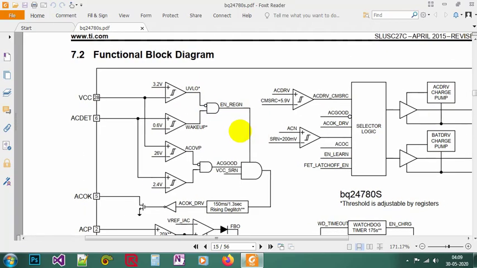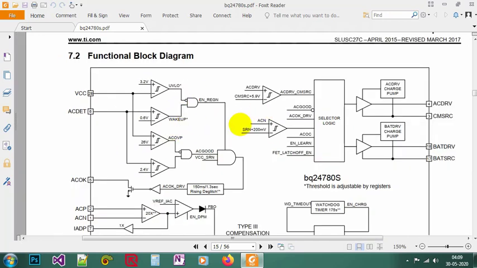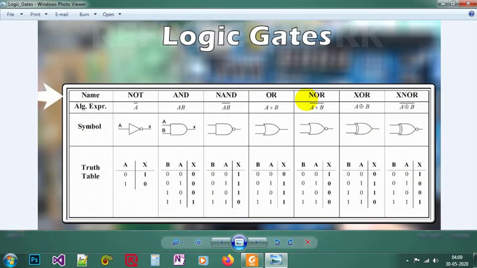So there are many people asking me how to understand the functional block diagram. So here is a simple video. You can understand it simply. Before that, you need to understand what the logic gates are. A few of them, not all. So let me open the logic gates.